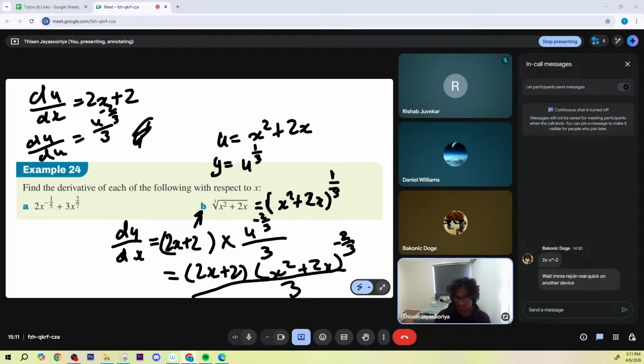It won't just be, oh yeah, this is chain rule, this is product rule. You'll have chain rule combined with product rule, combined with quotient rule, combined with all the other rules. Yeah?